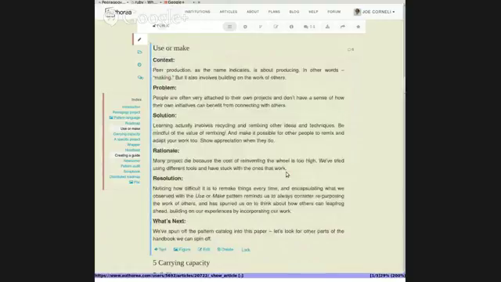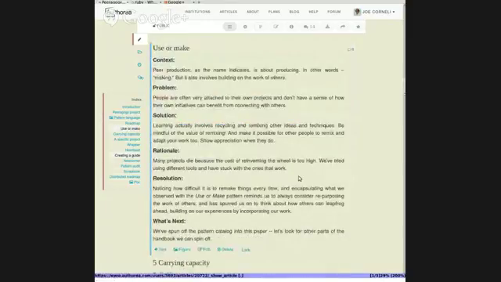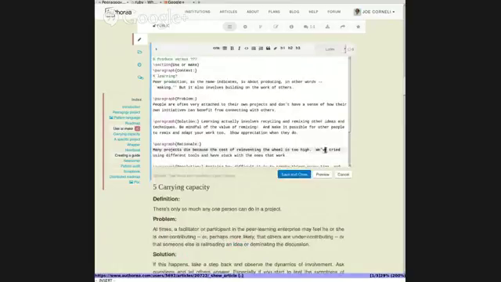Okay. So solution done. Now rationale. Many projects die because the cost of reinventing the wheel is too high. We've tried using different tools and have stuck with the ones that work. Okay, let's make it a little bit less specific to us. Consider different tools, and return to the ones that work, or something like that. Yeah, that's right.